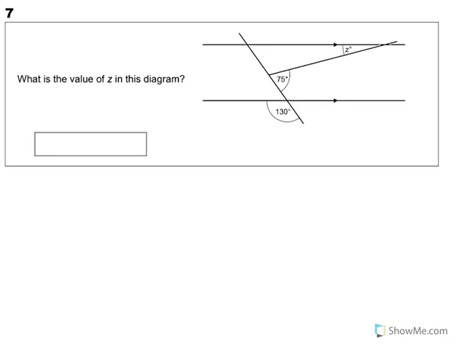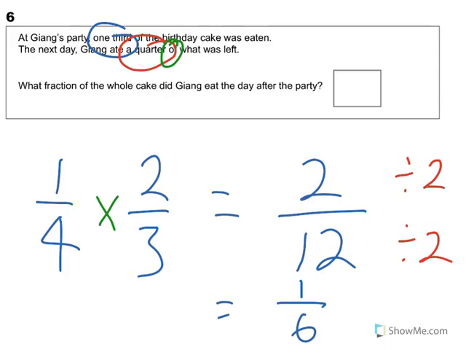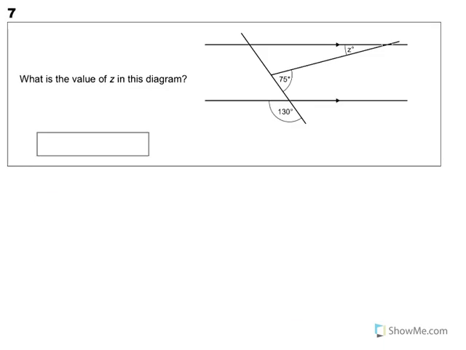In this question, we figure out this angle here first. This angle is 130 degrees. I just fixed that. This angle here is 130 degrees. That's vertically opposite. You can see the X here that allows us to do vertically opposite there.